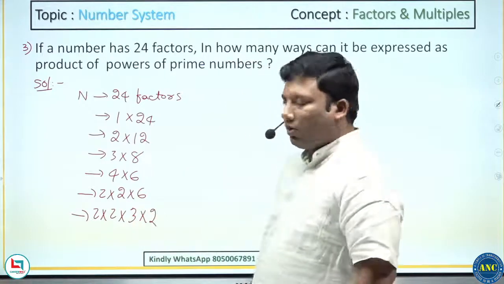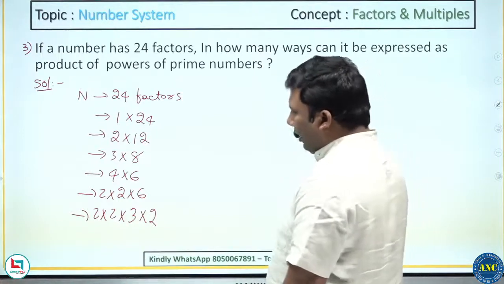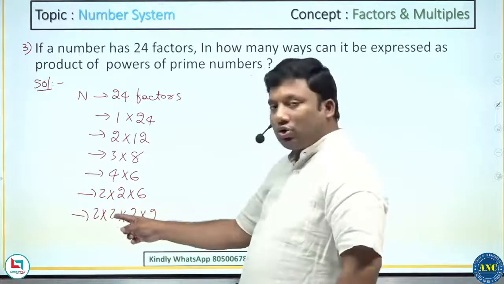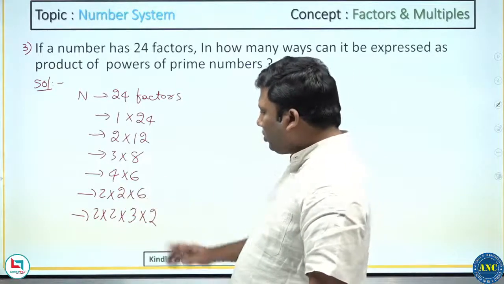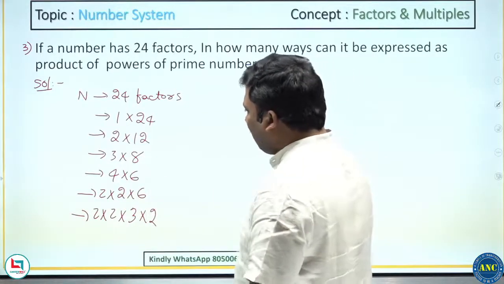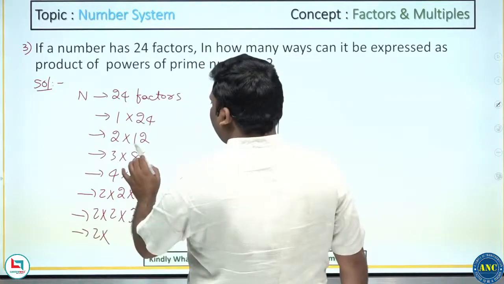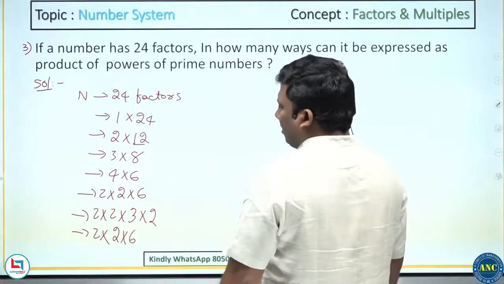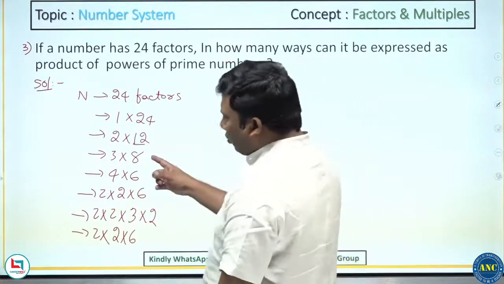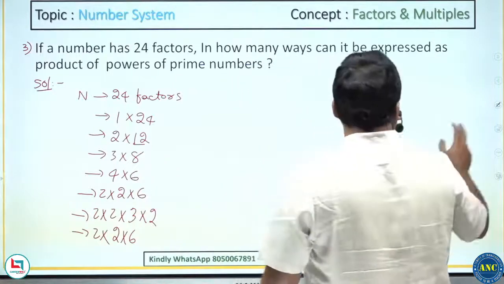3 into 2. I hope it is clear, right? Next, any other further way: 2, 2, 3 and 2. All are prime numbers. 2 into 2 into 6, 4 into 3. Here you can decompose 12 as 2 into 6, 2 into 6. 8 is 3 into 2 into 2. 4 is 2 into 2. 6 is 2 into 2 into 3.